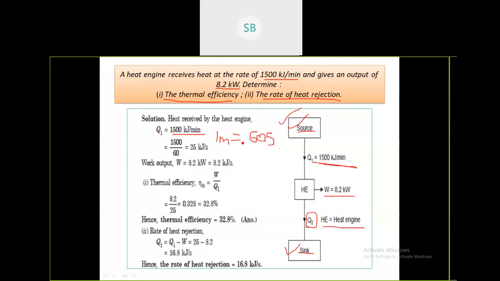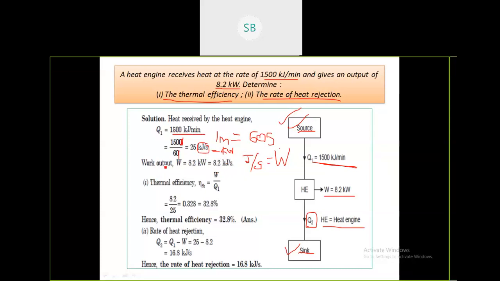So we put that value in: 1500 upon 60, the zeros cancel, so 150 by 6, which is 25 kilojoules per second. We convert kilojoule per minute to kilojoule per second, because kilojoule per second means kilowatt. You should know all these conversions, because 1 joule per second is known as watt. So 1 kilojoule per second is 1 kilowatt. So we can directly take it as 25 kilowatts, or just convert into kilojoule per second.